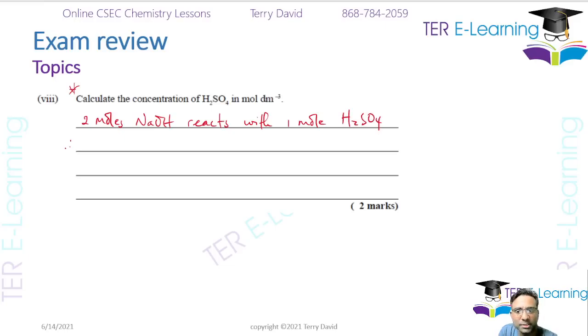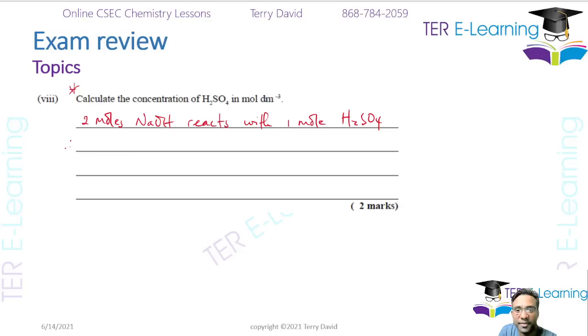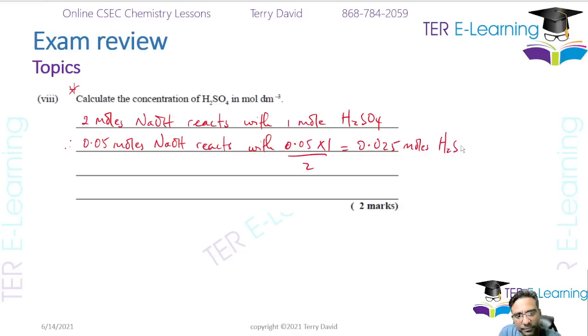Therefore, in terms of moles, the amount of sodium hydroxide we used was 0.05. So we're going to say 0.05 moles NaOH reacts with 0.05 multiplied by 1 over 2. So that's 0.05 divided by 2, and that's going to give me 0.025 moles of sulfuric acid. So this is the number of moles we had at the end point here.